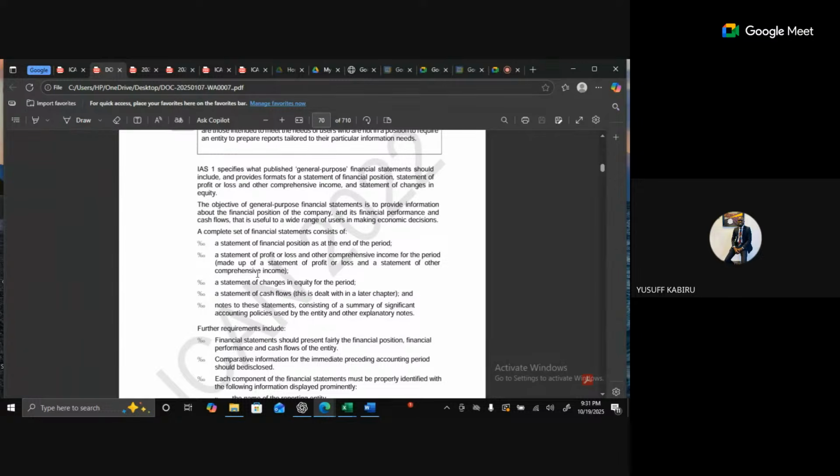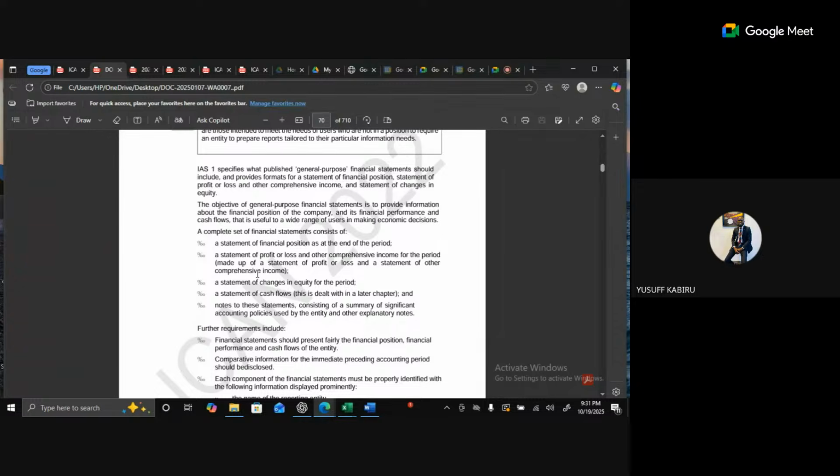The very first one is what? Your statement of financial position. It has to be there, right? Because that is what will give people an insight into your financial position as at that time. What is the asset you own as an organization? What is the liability that you owe to other people? And what is the equity? What's the capital that you have to finance your business? So your SOFP shows what? Your financial position at the time.